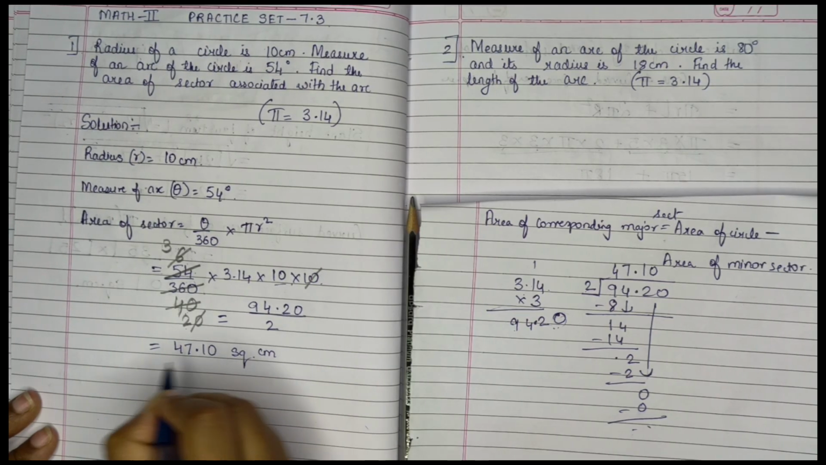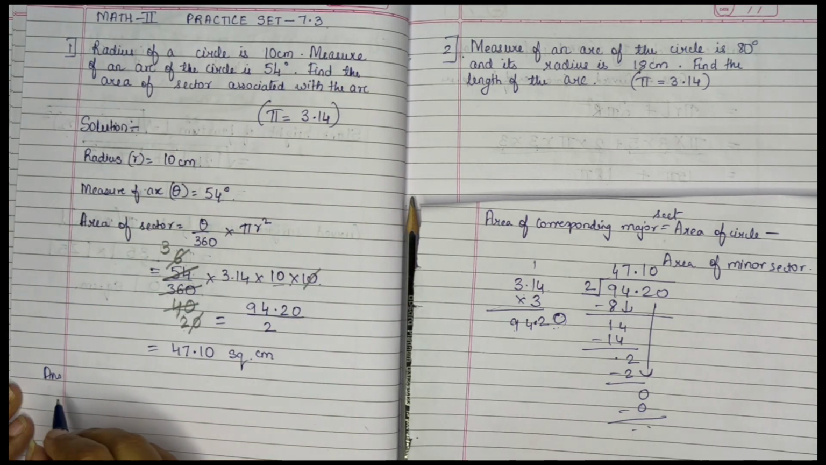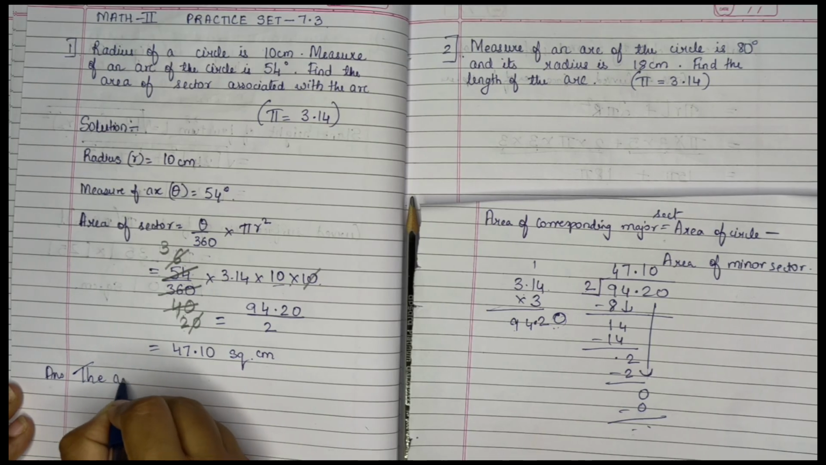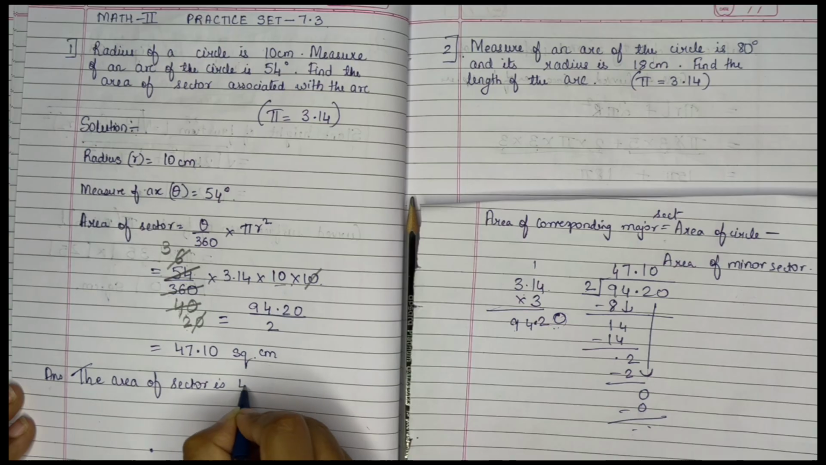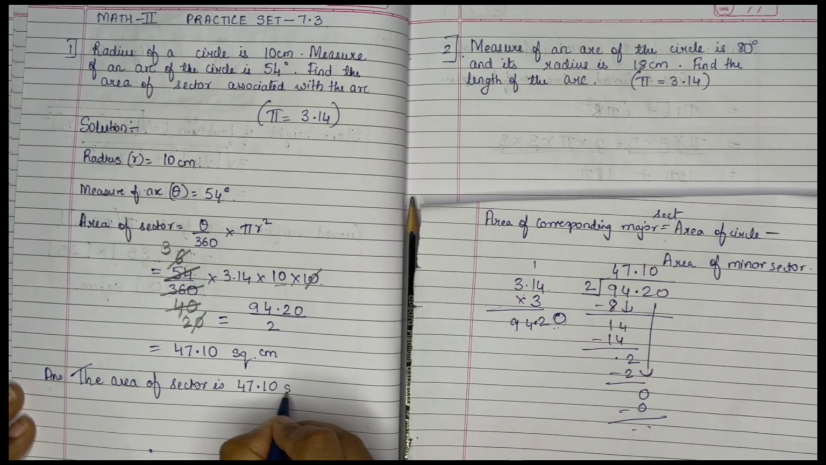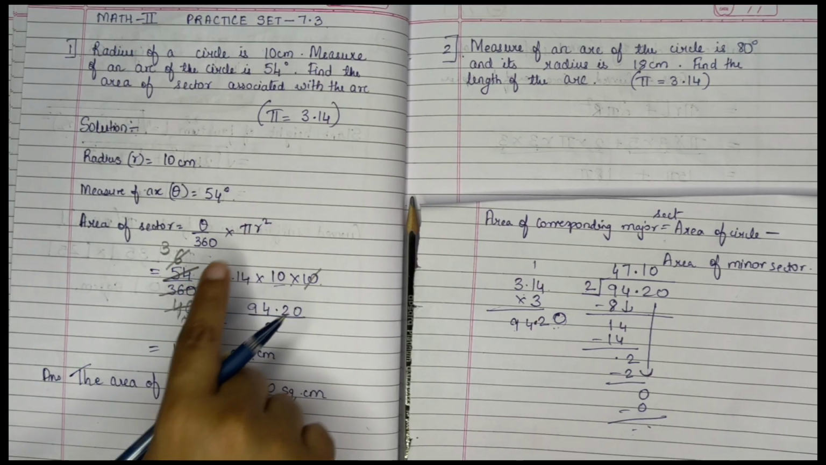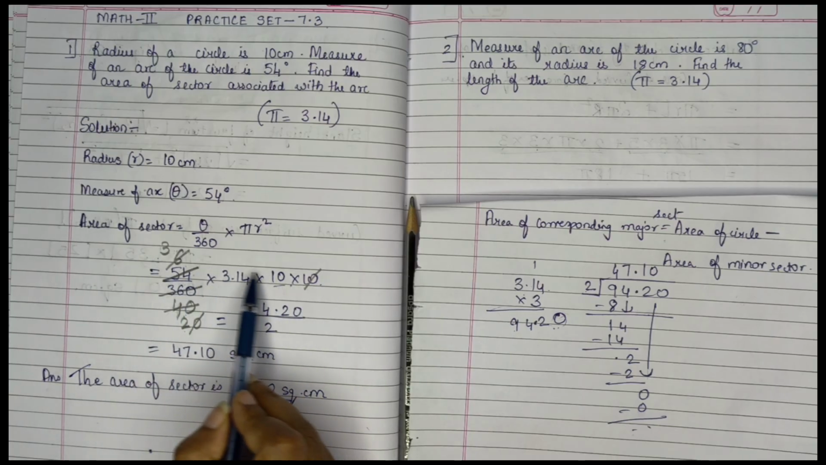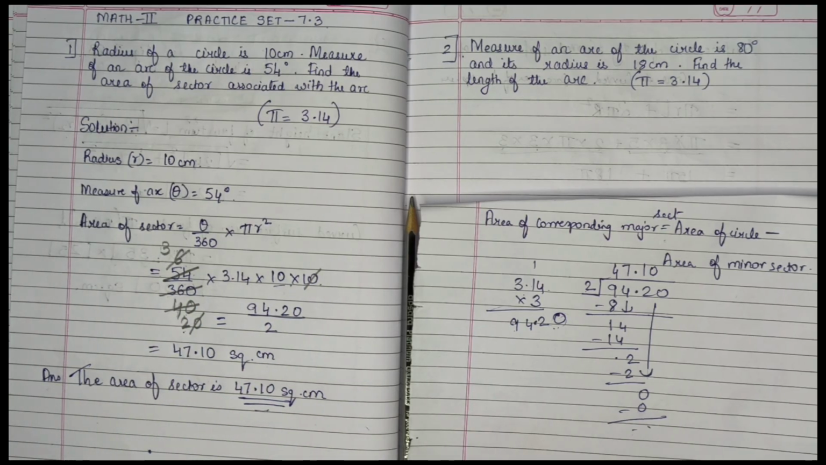Square centimeters. Answer. What was the question? Find the area of sector associated with the arc. So therefore, the area of sector is 47.10 square centimeters. Understood? Write the formula, put down their values and reduce it. After reducing, what is left on top, you multiply that and divide it by 2. Okay. So we have finished the first sum.